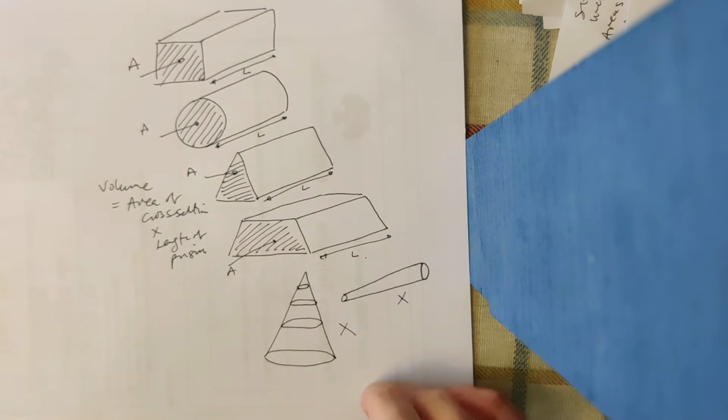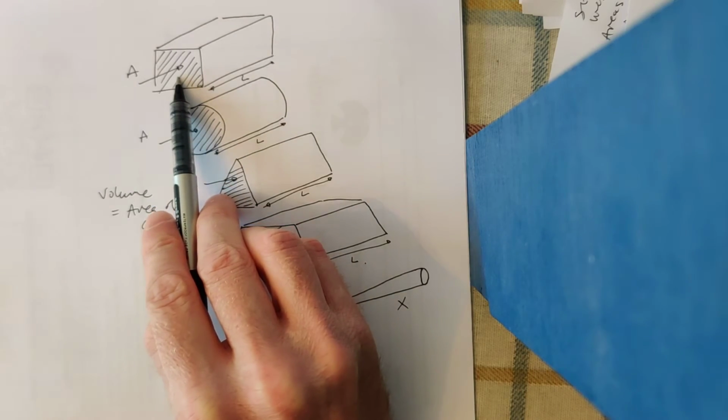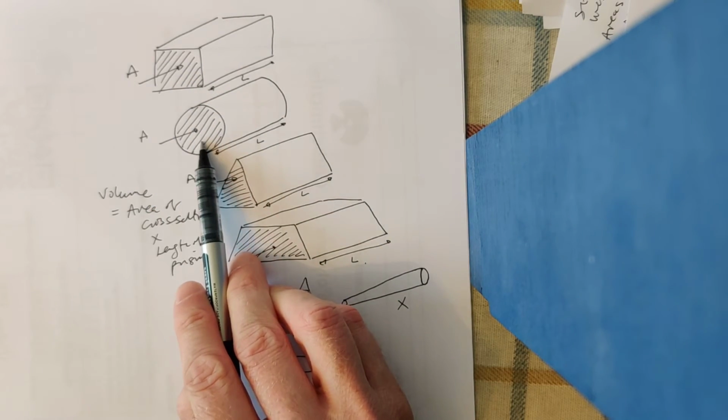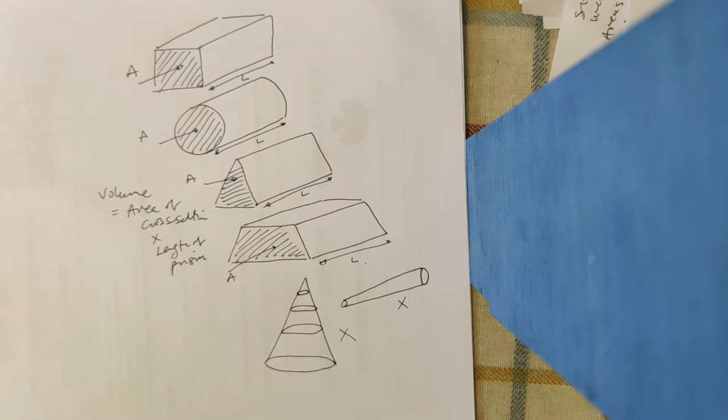But the problem with working out volumes of prisms is you need to know how to get the area of different shapes, because different prisms have different cross sections. So in this one, you'd need to know how to get the area of a square, you'd need to know how to get the area of a circle, a triangle, a trapezium. So those are all important.